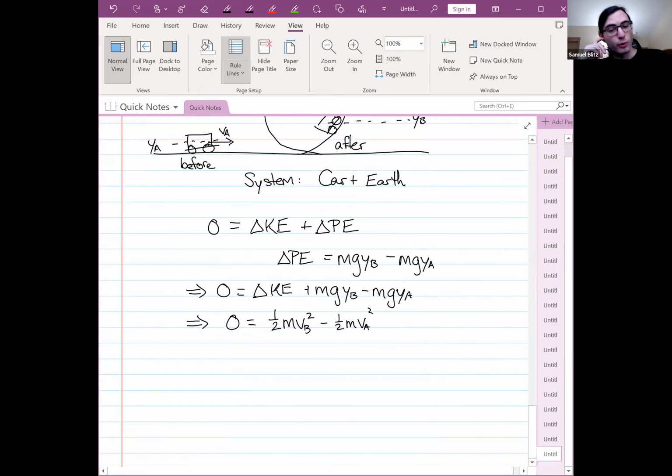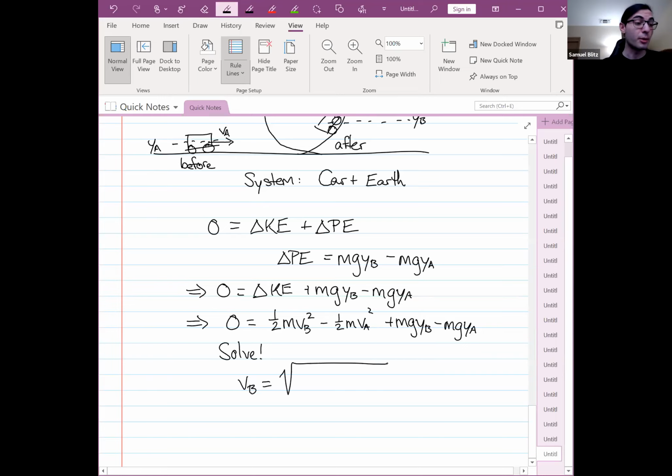Right, so we have 1/2 mvb squared minus 1/2 mva squared, that's the change in kinetic energy, plus mgyb minus mgya. And now let's say that we were given the initial velocity, and let's say we know the change in height. We know what ya is, we know what yb is. Then we could just solve for vb. It's going to be some complicated thing. And by the way, this is the speed. Remember, if I don't write this, assume it's the magnitude of the vector.